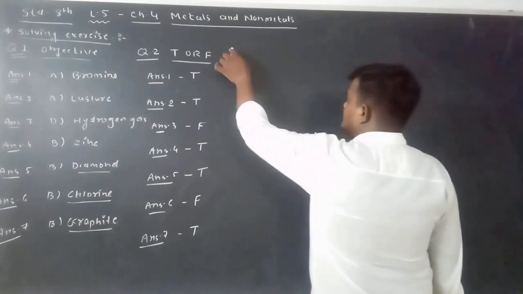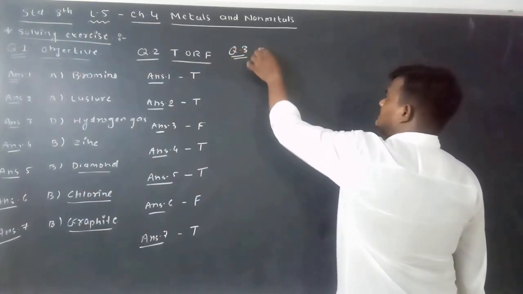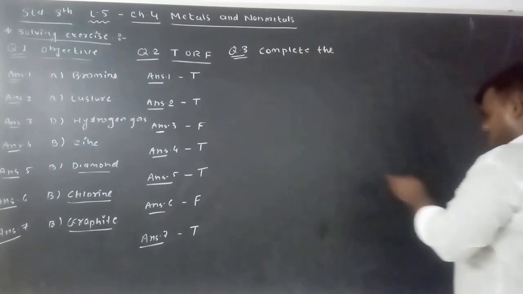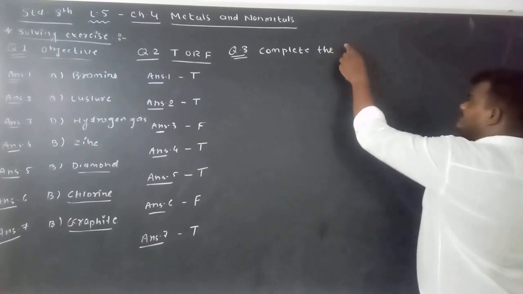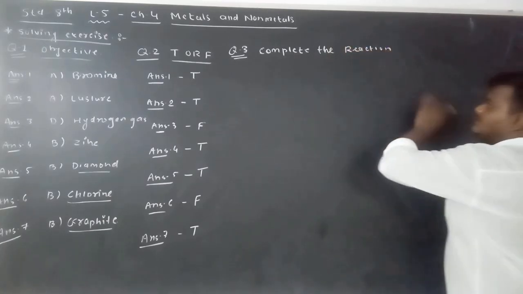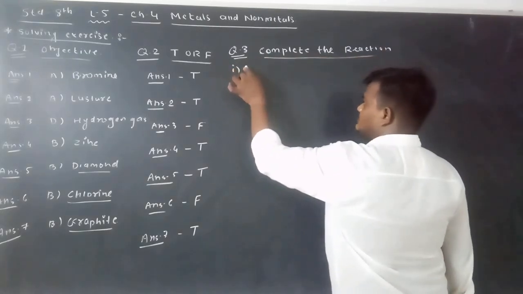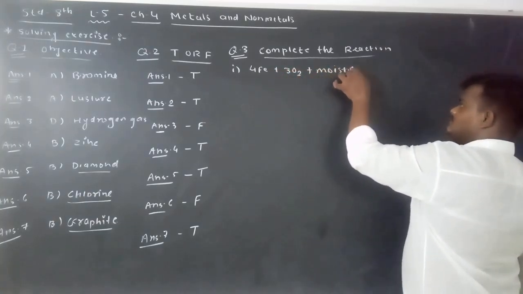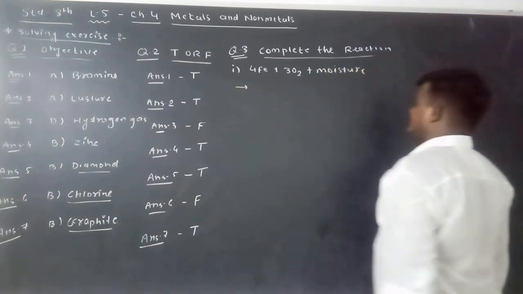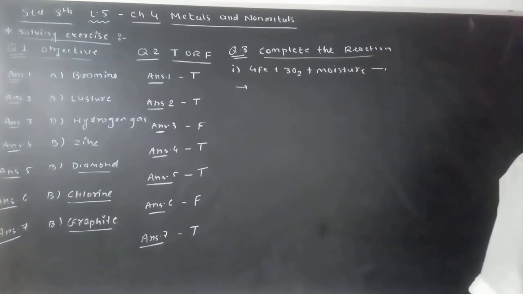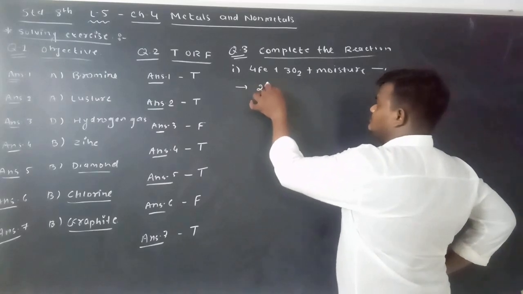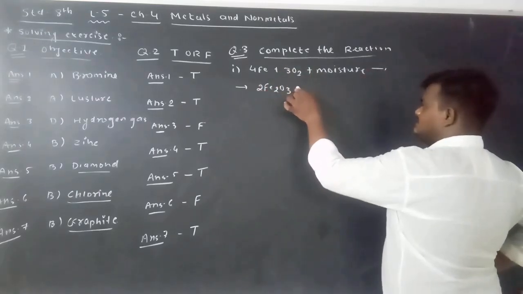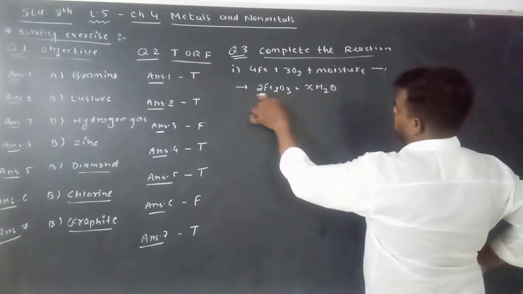Now we are moving towards question number 3, and this is complete the reaction. The first reaction given to you is 4Fe + 3O2 + moisture. What does it give? Let's look. It will form 2Fe2O3, 2 times 2 is 4 Fe and 2 times 3 is 6 oxygen, and moisture is attached in the form of xH2O. So this is the formation of rust.